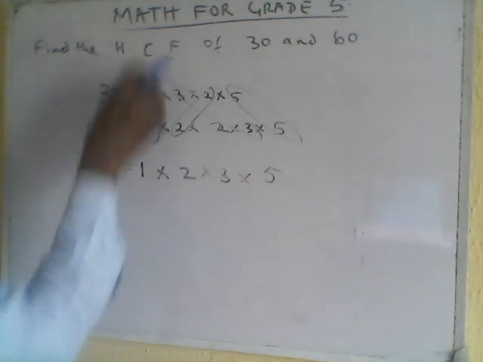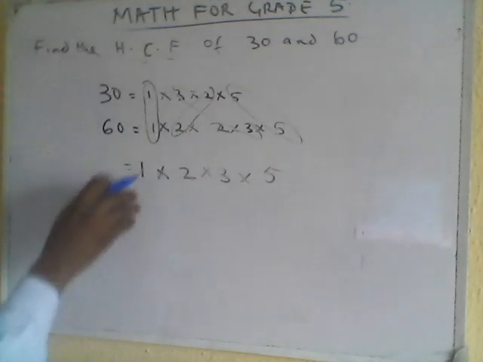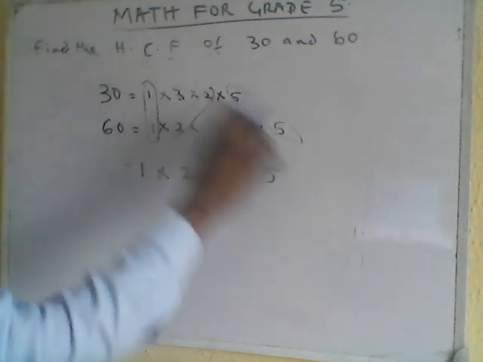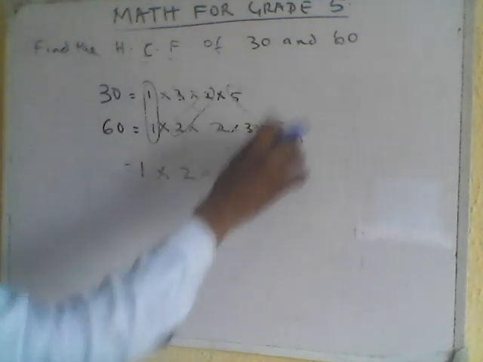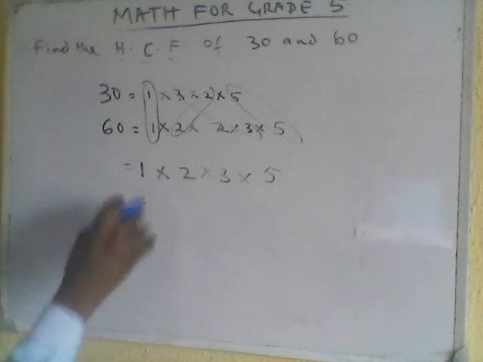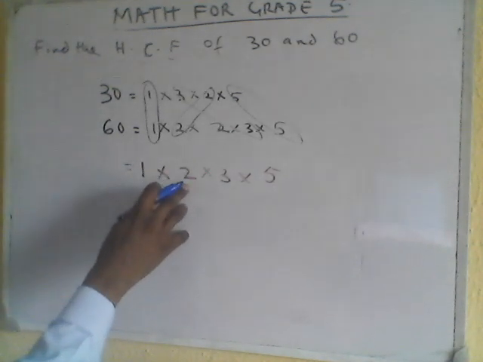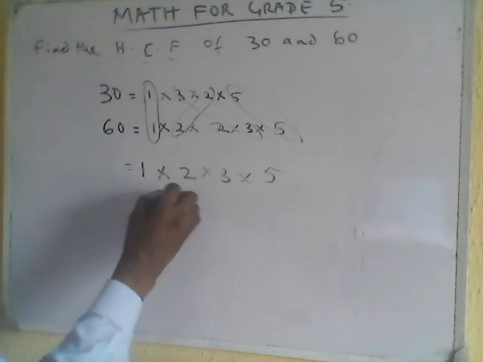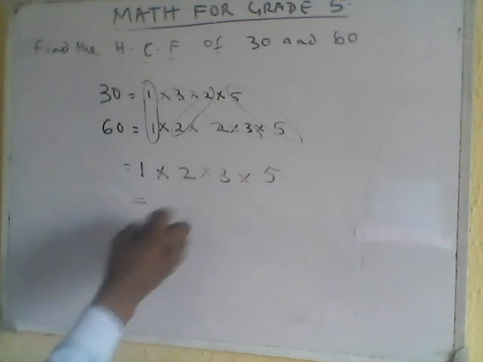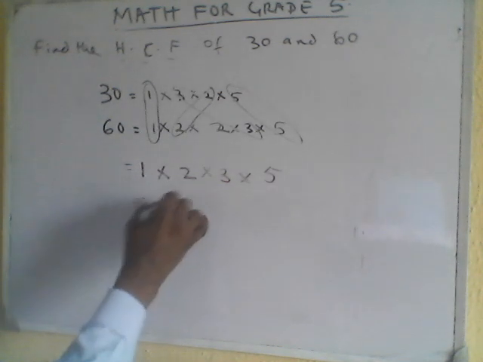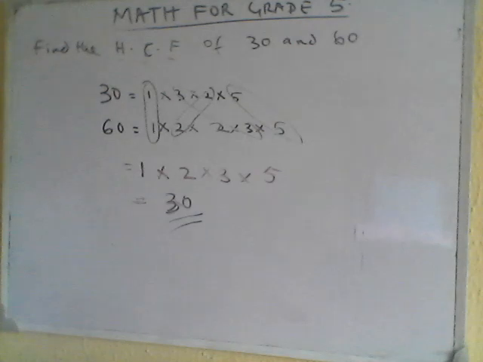You see, I'm taking them one by one. This is common, so I take 1. Then 2 again is common. Up and down, I take 2. Then 3, up and down, I take 3. Then 5, I take 5. So if I multiply all these factors together, I have 1 times 2 is 2, 2 times 3 is 6, 6 times 5 is 30. So 30 here is the highest common factor of these two numbers.